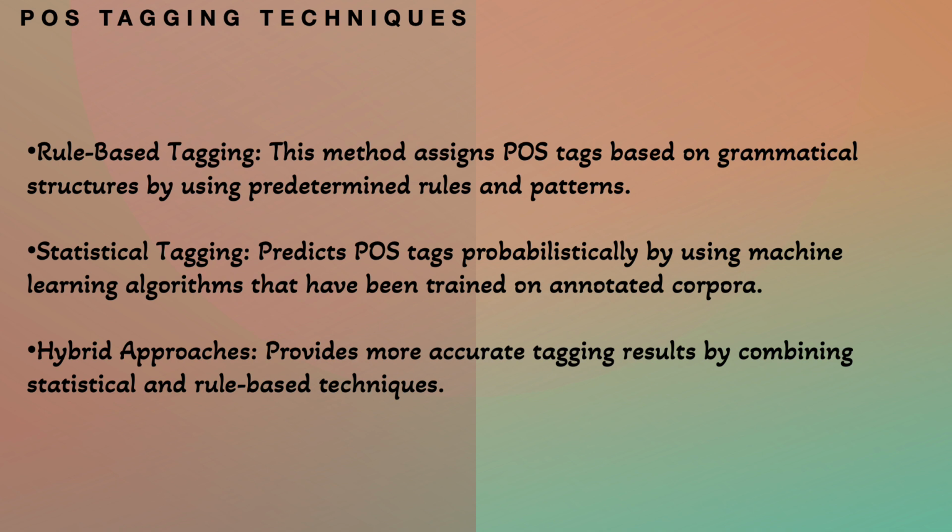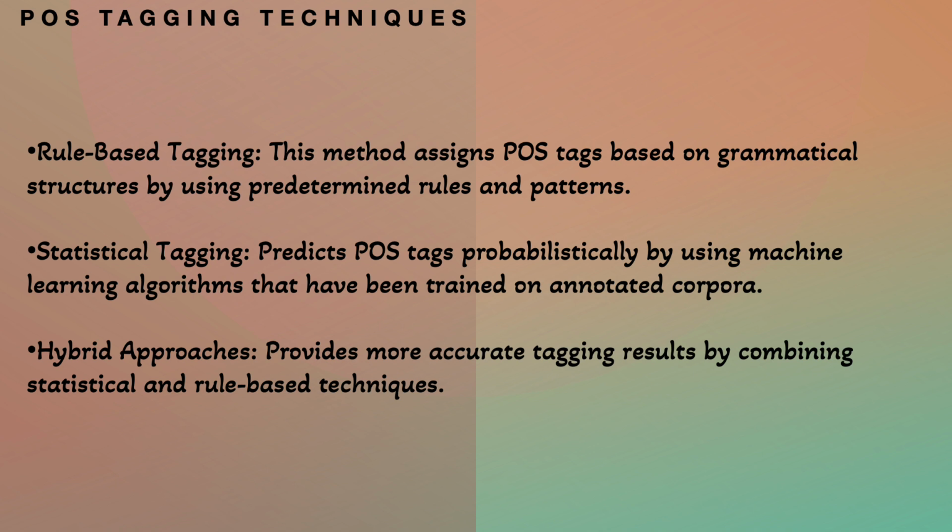The first one is rule-based tagging. Rule-based POS tagging relies on predefined linguistic rules and patterns to assign POS tags to words in a sentence. These rules are typically based on the grammatical structures, word morphology, and syntactic patterns observed in the language.